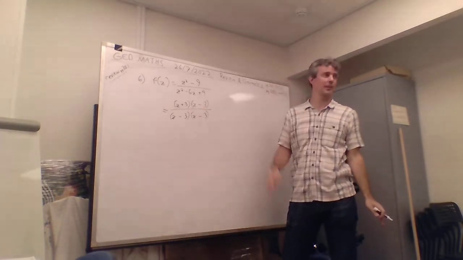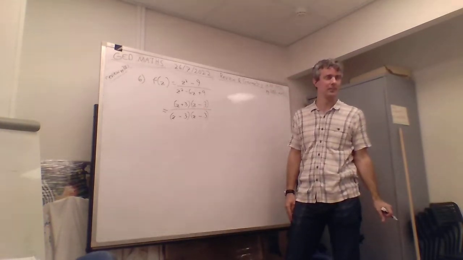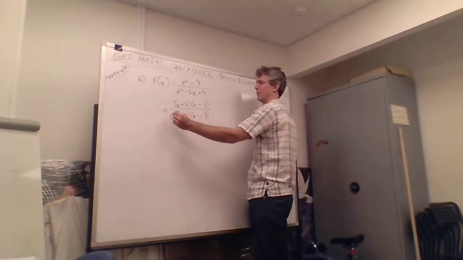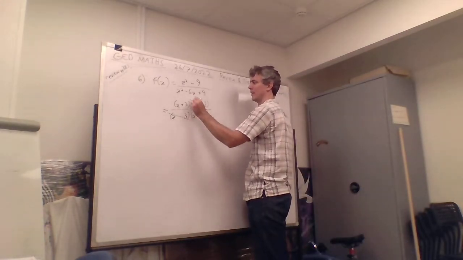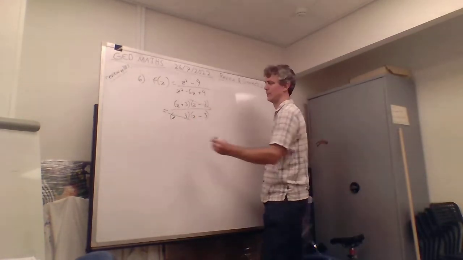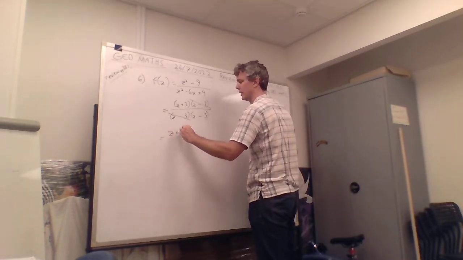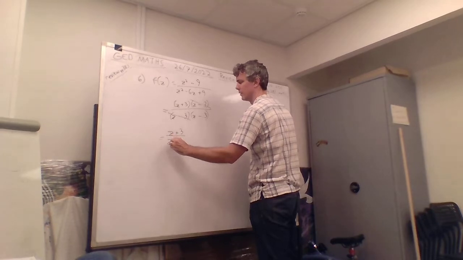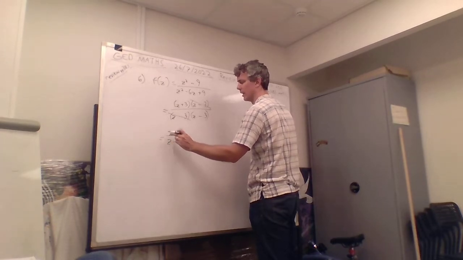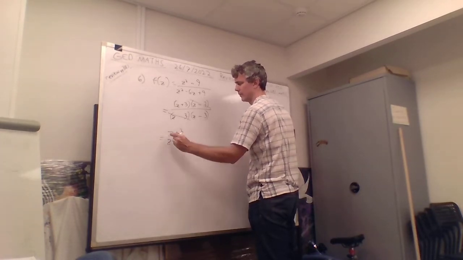Now can we do some cancellation? Yes. We can cancel this and this. So now we have z plus 3 over z minus 3.